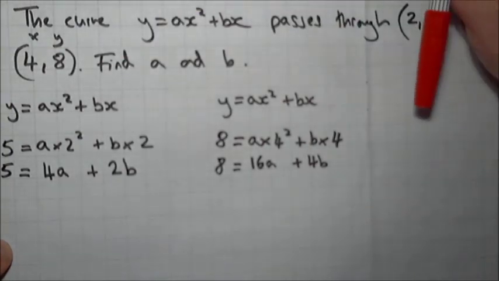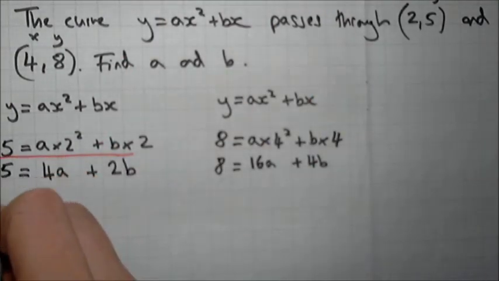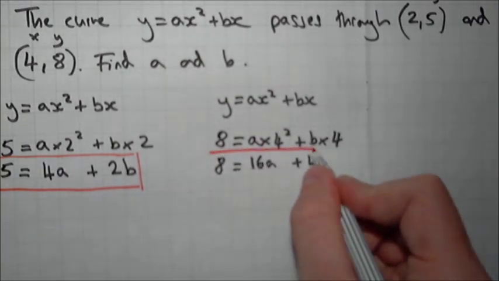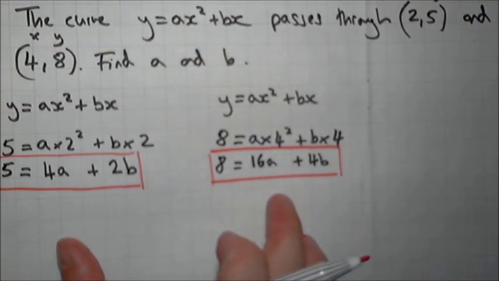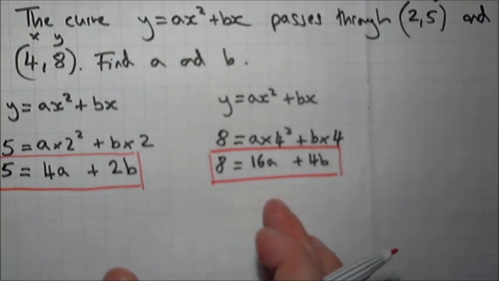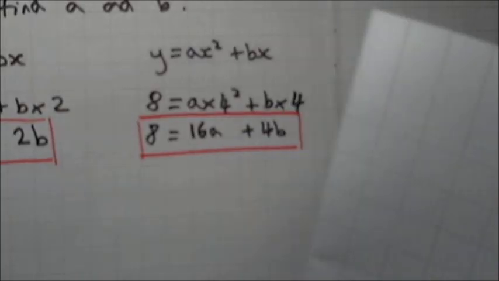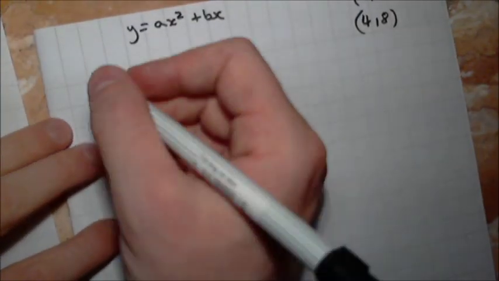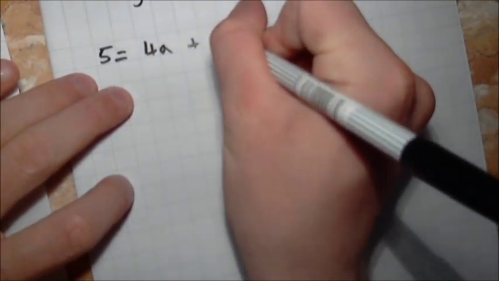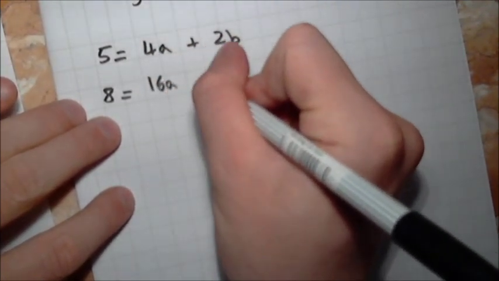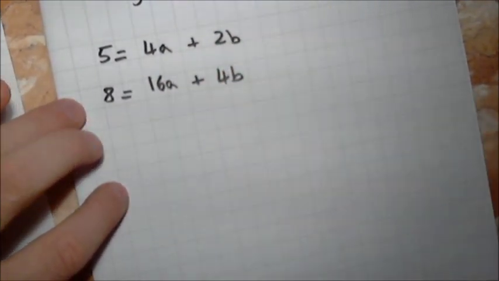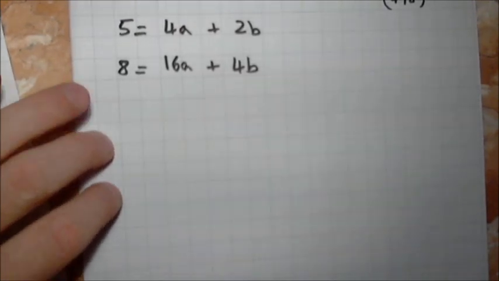So now we have 2 equations. Got one here, and we've got another one here. You should hopefully recognise that we can solve these now using a simultaneous equation. So I'm going to start with a new piece of paper and quickly write them out again: 5 equals 4a plus 2b, and 8 equals 16a plus 4b. I've literally just copied those from the ones we made earlier.